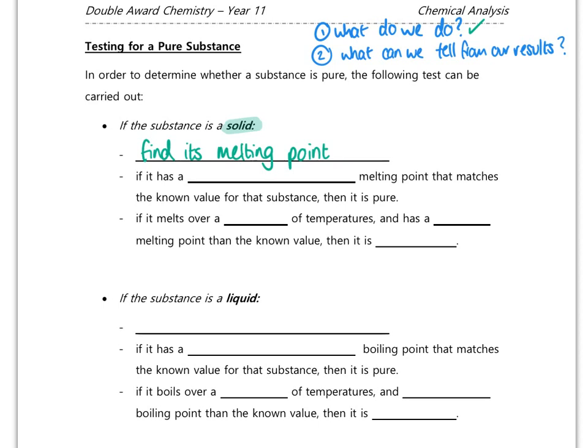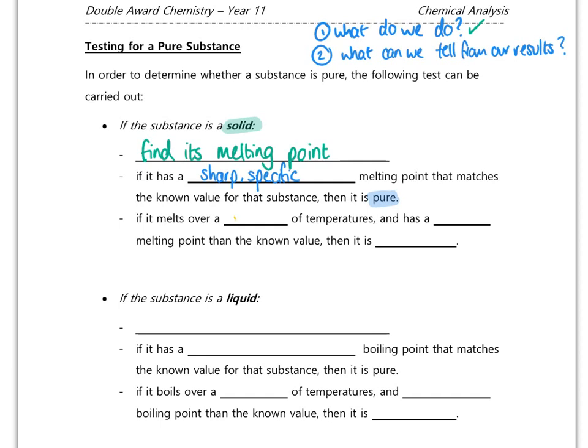Well, we know that a pure substance has a sharp and specific melting point, but that an impure substance will melt over a range of temperatures. So if it has a sharp specific melting point that matches the known value for the substance, then it is pure. But if, however, when we are determining its melting point, we find that it melts over a range of temperatures, so say, for example, we're observing it and it starts to melt at 210 degrees C, but then it finishes melting at 214 degrees C, then we know that it is melting over a range of temperatures, and we know that it is impure.